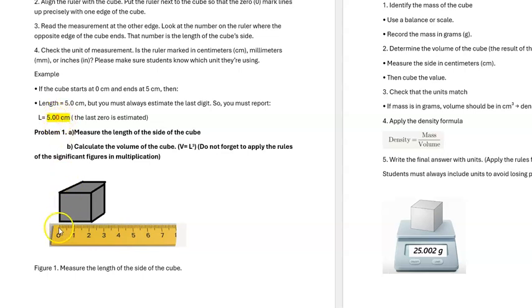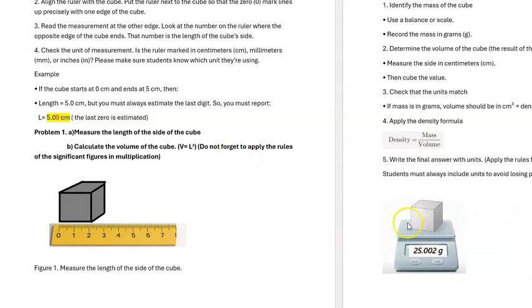Then you come here, you see the first number that you can read, and after that you count the lines until this edge, and then you measure the length given two decimals. Alright?